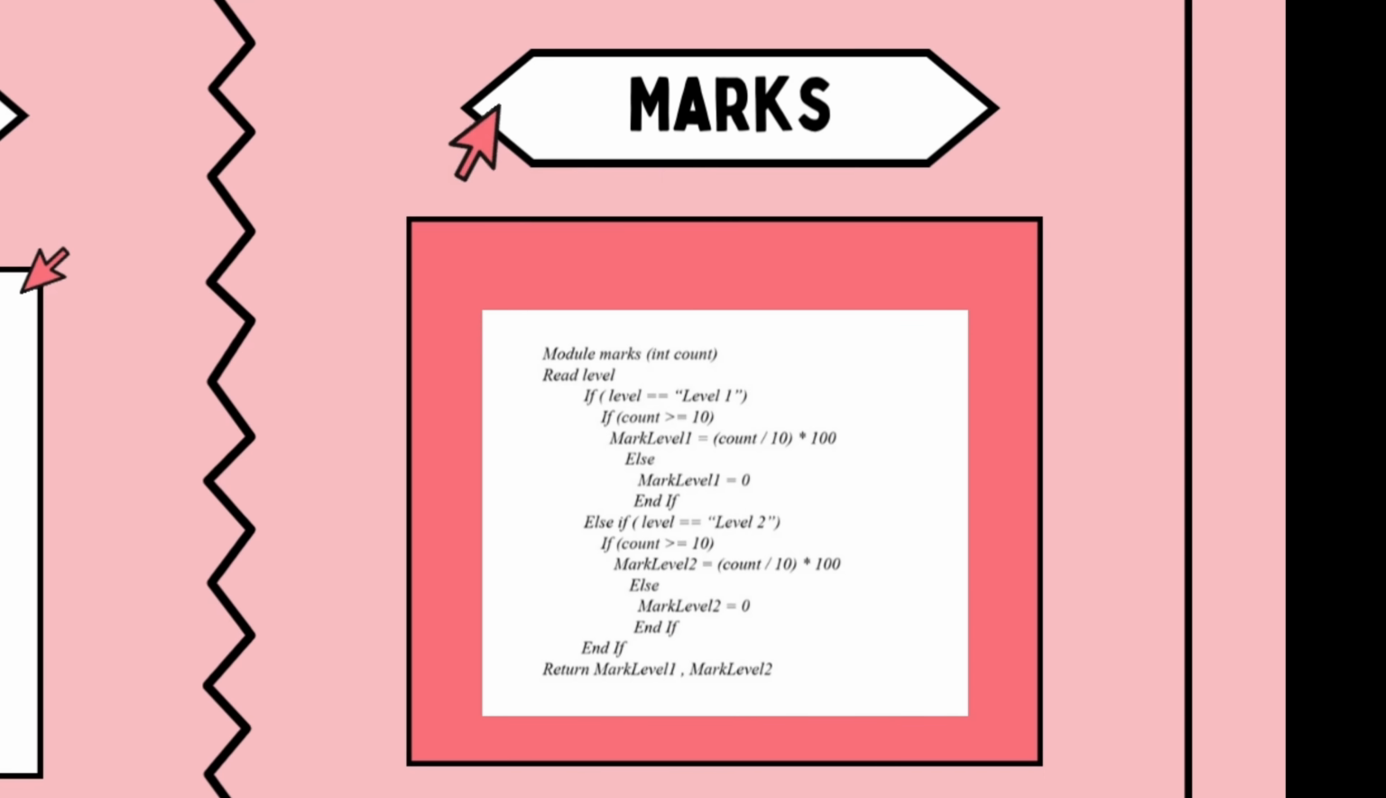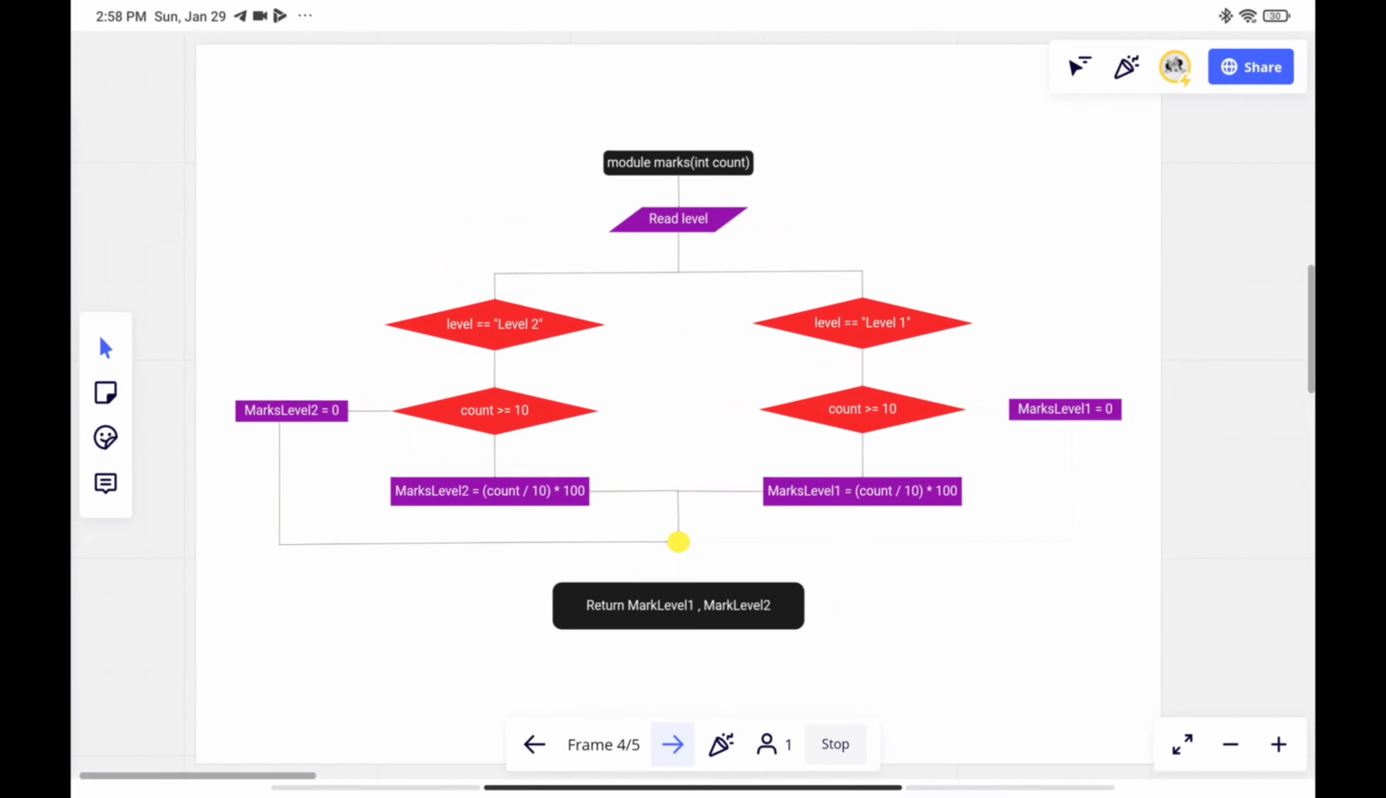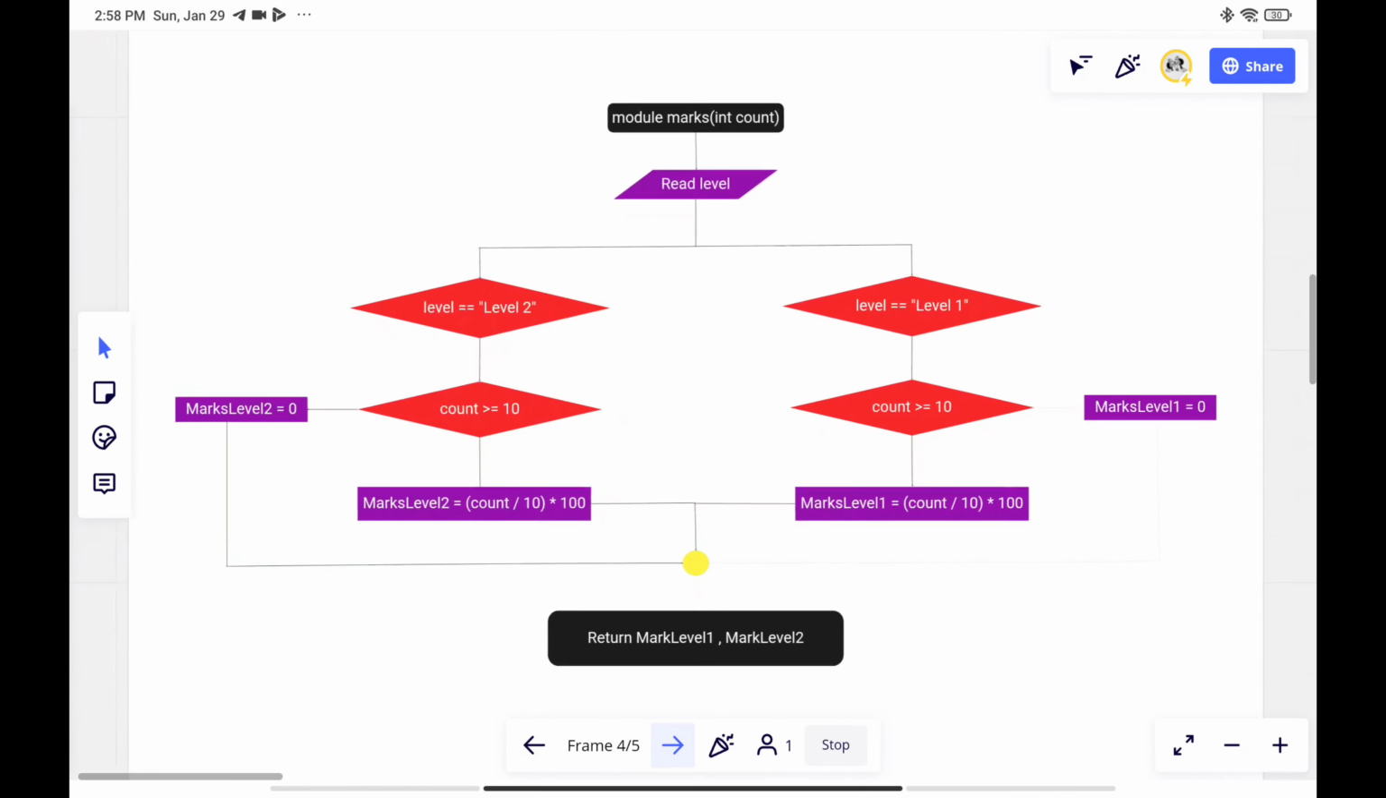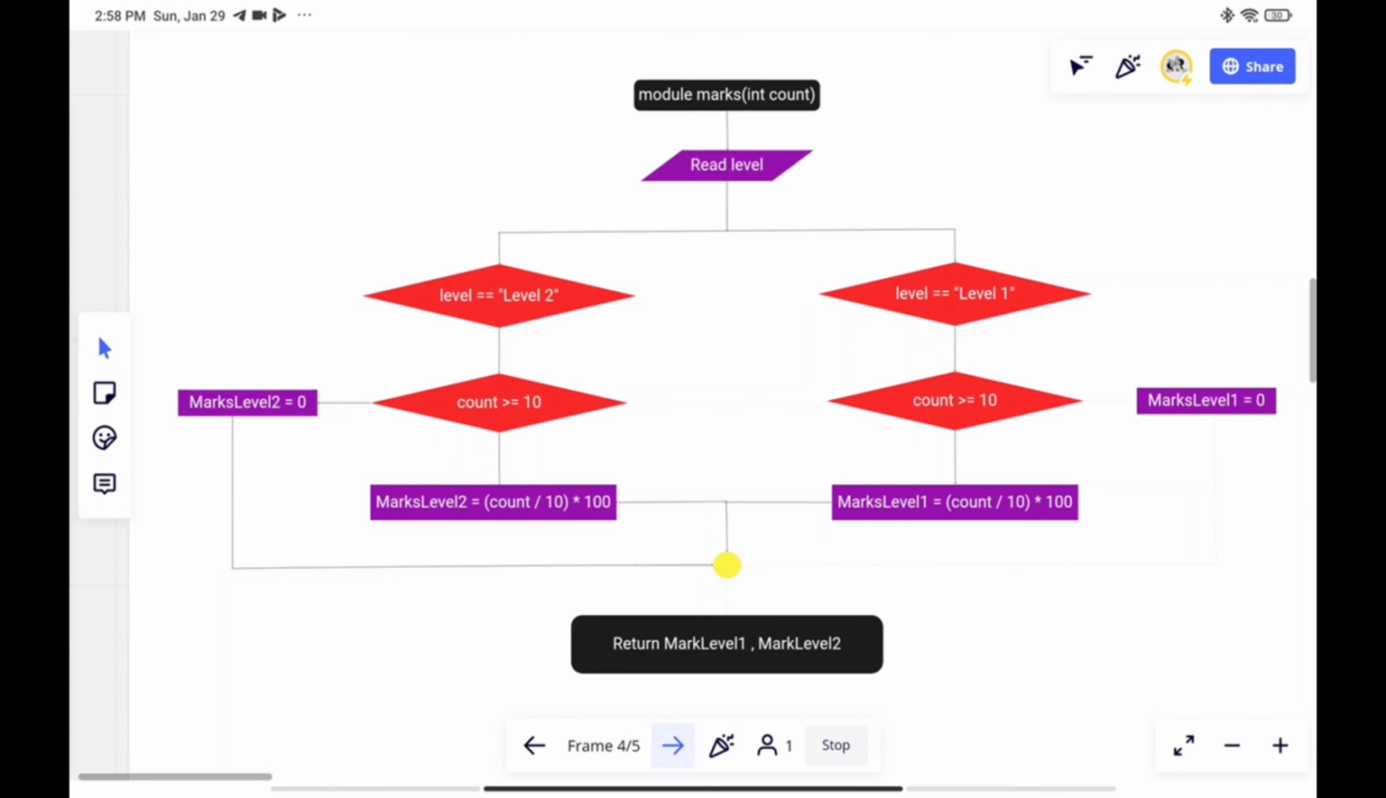Module marks. This module is value return with parameter. The parameter is integer count and the return values are marks level 1 and marks level 2. First, we will read level. If level equals level 1 and if count is greater than or equal to 10, if true, marks level 1 will equal count divided by 10 times 100. If false, marks level 1 will equal 0.